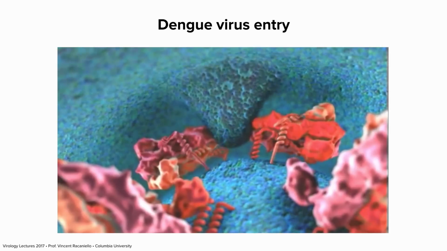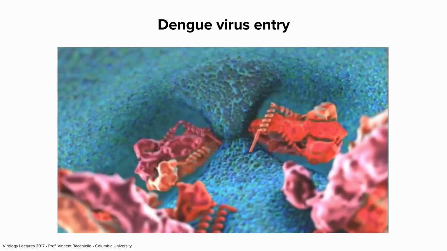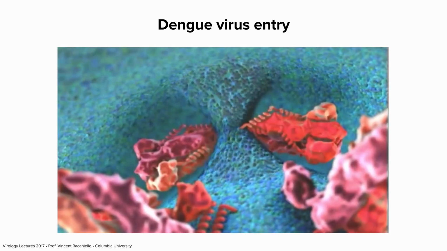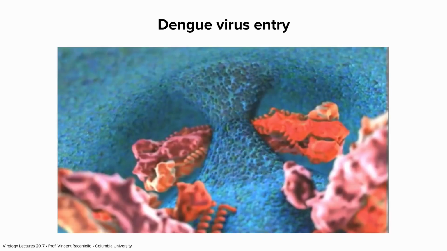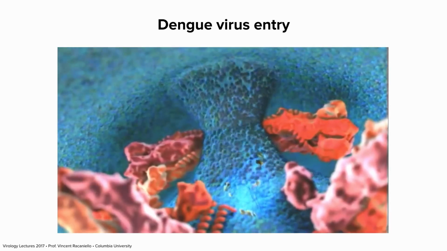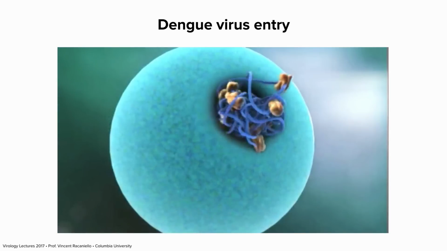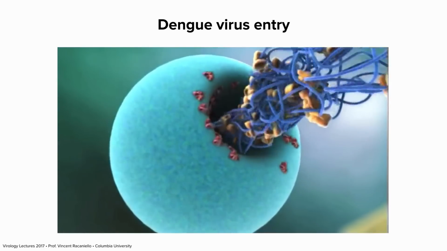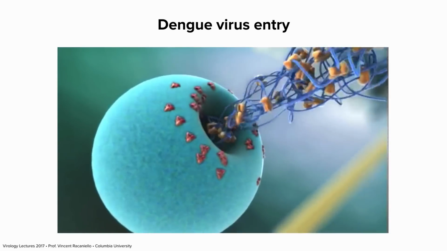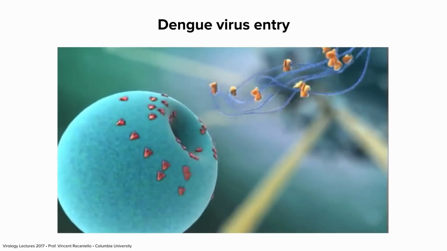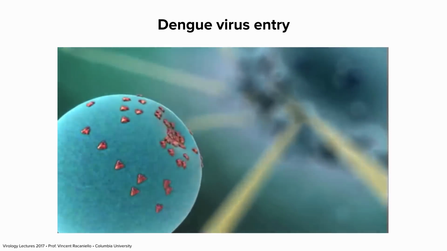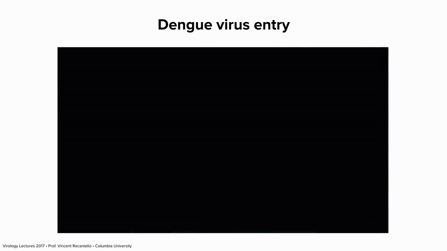Here are the two membranes fusing. They're fused, and the contents of the virus will come out. We'll see that from the exterior in a moment. There they go. And this is a plus-stranded RNA virus, so it's going to be translated right in the cytoplasm. That's where it has to go.